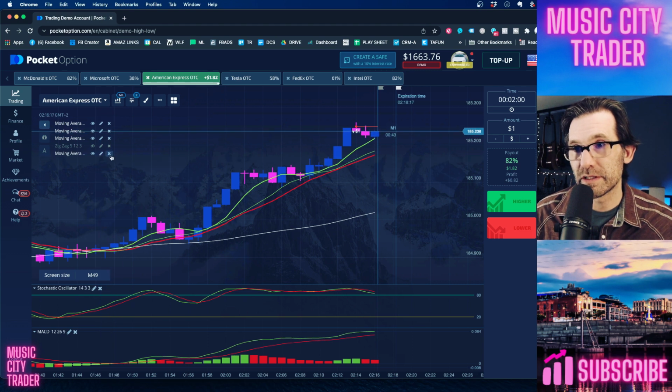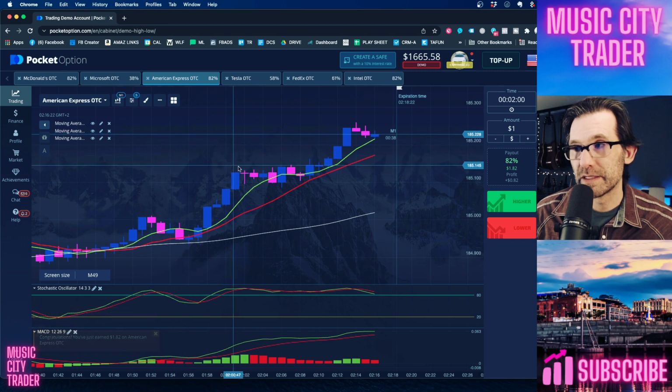To get rid of these, you just click the X, get rid of them. I'm going to get rid of the zigzag too. I haven't been using that. I just want a demo bid.